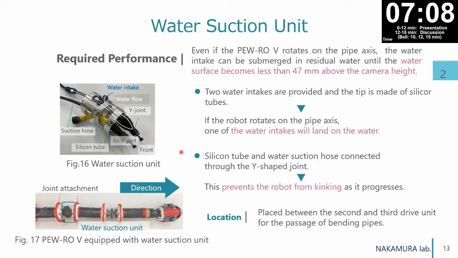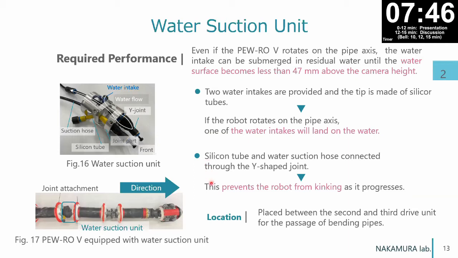It has two devices. First, two water intakes are provided and their tips are made of silicon tube. From this, if the robot rotates on the pipe axis, one water intake will land on the water. Second, the silicon tube and the water suction hose are connected through a Y-shaped joint. From this, kinking of the suction hoses was prevented as the robot progresses.